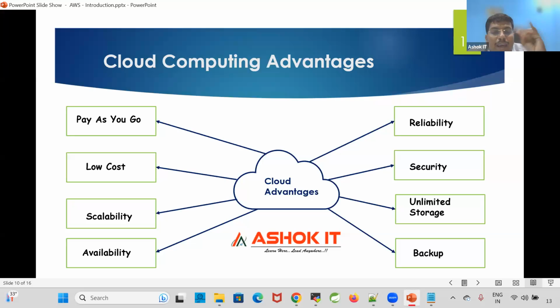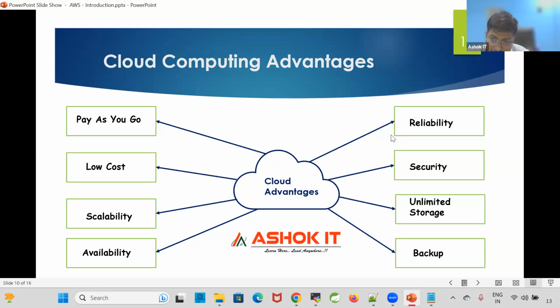So here, pay as you go. Whatever you use, for that only you have to pay. And low cost. If you use, then only pay. You don't need to purchase anything here. And the scalability will be available. Whenever you want, you can increase your infrastructure. You can decrease your infrastructure. Availability. 24/7 cloud services will be available for us.